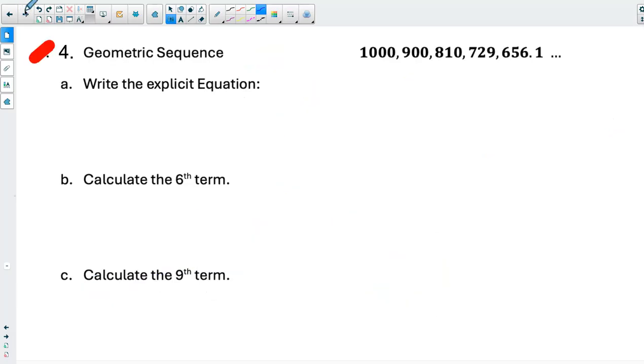Moving on to your last one, number 4. I want you to try this, and I want you to only calculate the 6th term. So try this out. I'll give you about 2 minutes, and like I said, I'll walk around. If you did have questions about the calculation, I will try to help you with that.